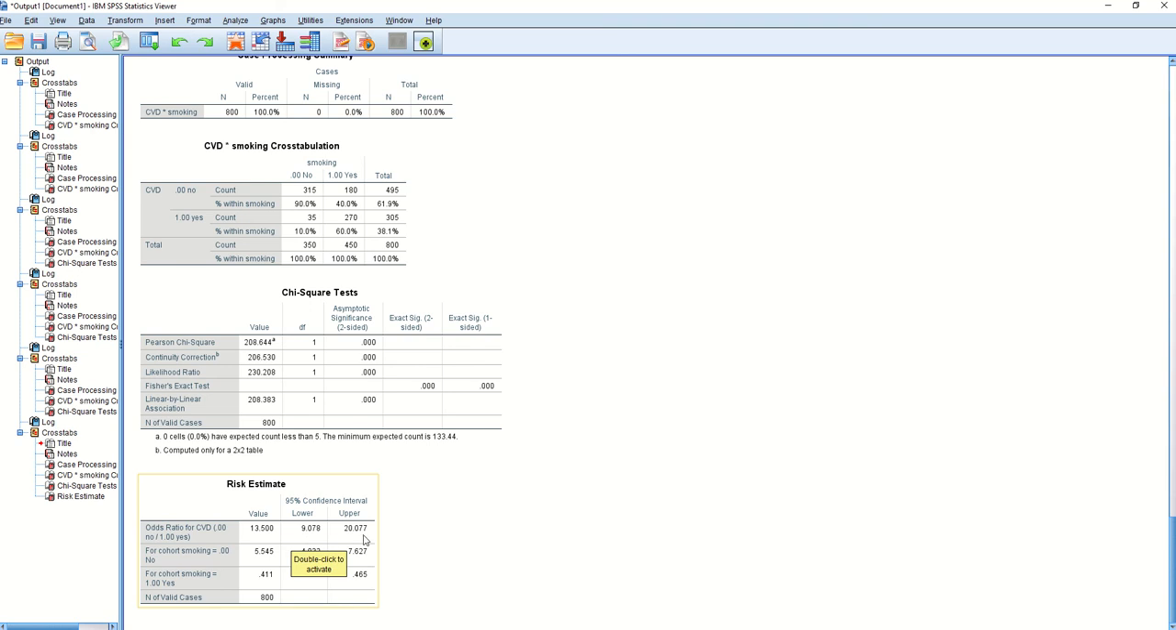For those of you that remember what the odds ratio stands for, this is the odds of the disease among smokers over the odds of the disease among the non-smokers. Meaning smokers have 13.5 higher odds of having CVD than non-smokers, and the confidence interval for that odds ratio goes from 9 to 20. It does not cross 1 because 1 indicates no difference in the odds since it's a ratio. Every time it's a ratio, 1 is indicative of no difference. The confidence interval does not include 1, and therefore it's statistically significant.